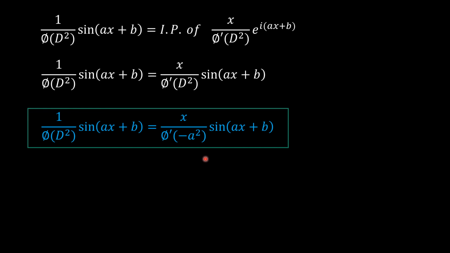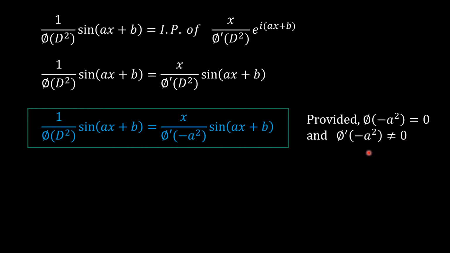So there are two conditions. First one is that phi of minus a square is equal to 0 and this denominator phi dash of minus a square should not be 0. That is, it should be not equal to 0.